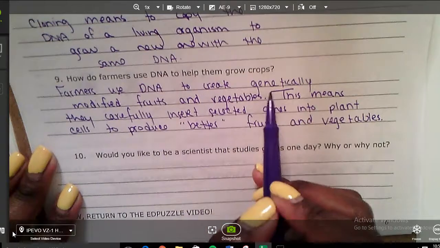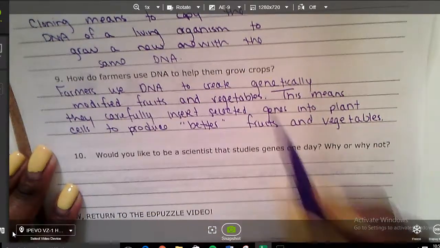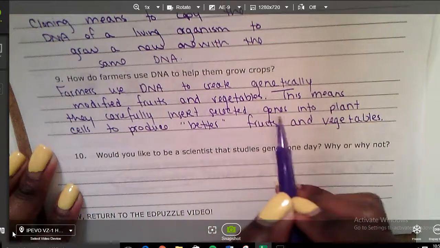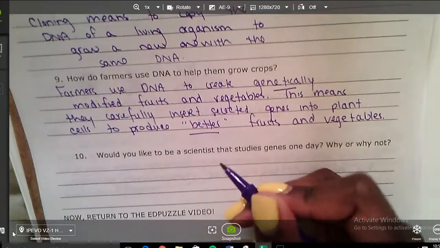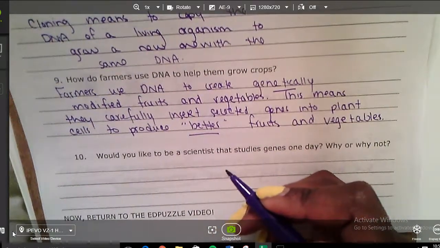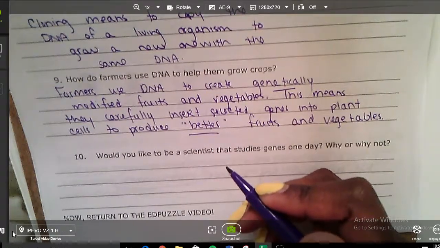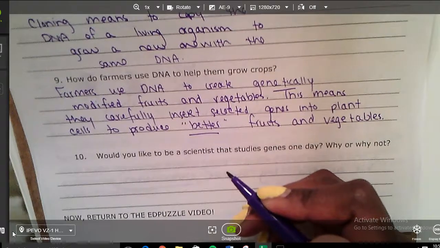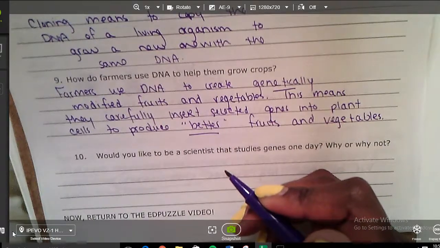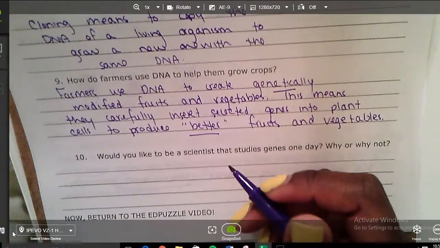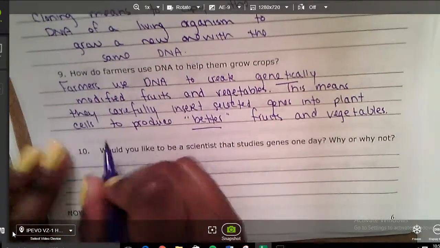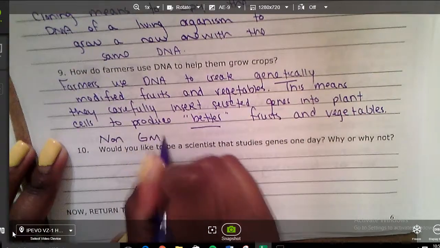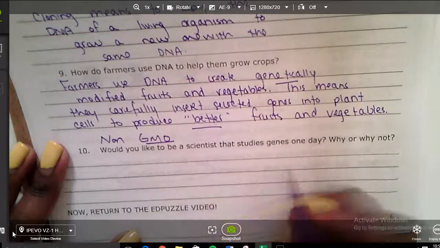Farmers use DNA to create genetically modified fruits and vegetables. This means they carefully insert selected genes into plant cells to produce better fruits and vegetables. So if you wonder why strawberries are so red or why certain fruits look massive today, it is probably because they are genetically modified. You are eating fruit that had genes manufactured in a laboratory and inserted into the plant cells. So because so many people today actually have a problem with genetically modified fruit, they look for labels that say non-GMO, which means that things were grown the old-fashioned way.